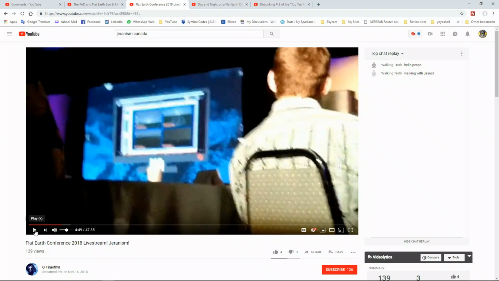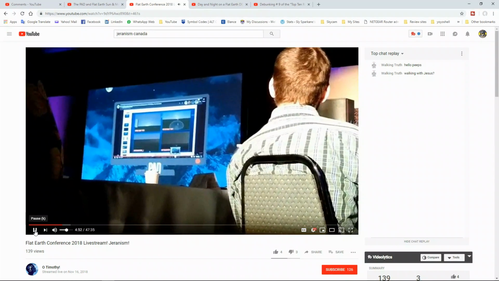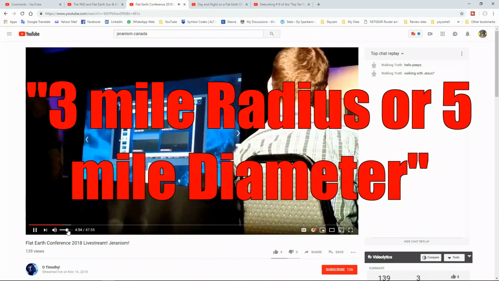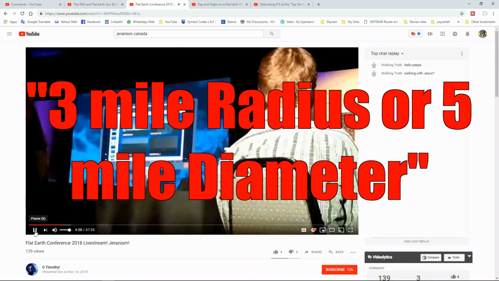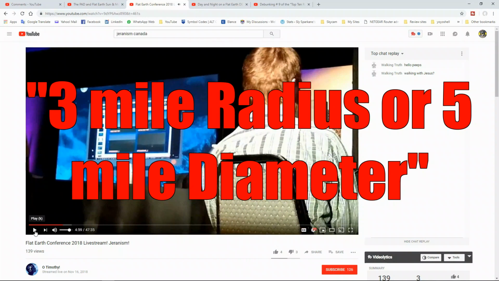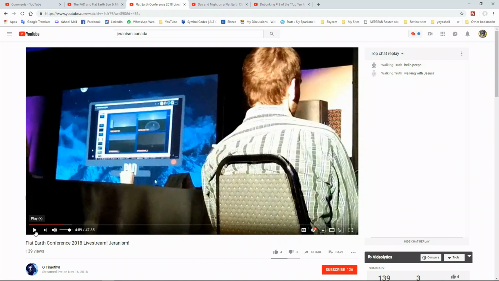Ready? Here, when you have the idea of the personal atmospheric dome, which if you were out in the middle of the ocean would only be a 3-mile, it would be a 3-mile radius or 6-mile diameter. Okay, the personal atmospheric dome is a 3-mile radius or 6-mile diameter.